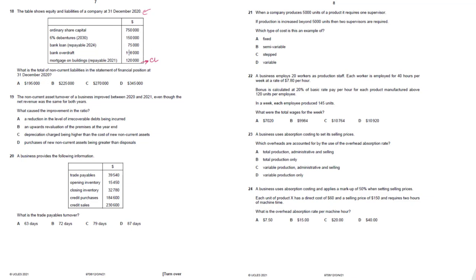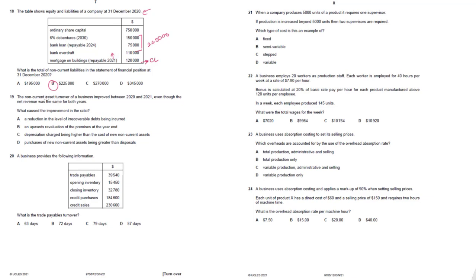What is the total of non-current liabilities? So debentures and the bank loan that is repayable in 2024, 225,000. Overdraft is a current liability. Mortgage on building, I would have taken as non-current liability if this was 2022 or above.